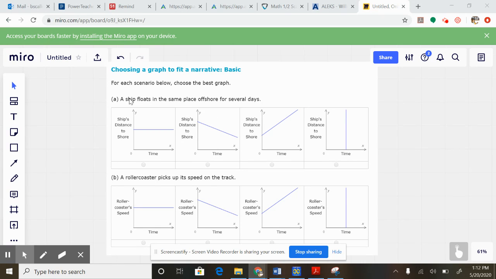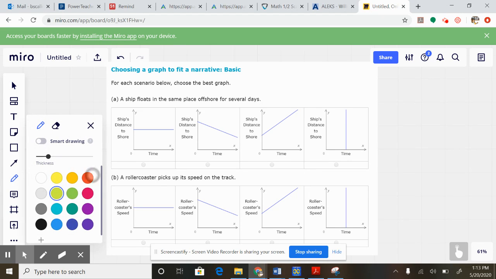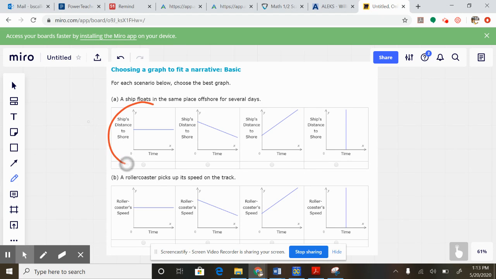So letter A is saying a ship floats in the same place offshore for several days. It's remaining in the same place. And if you look at my graph, all the options are the ship's distance to the shore over time. So over time, it's remaining in the same place. The distance should not be increasing or decreasing. It should be remaining constant. So the correct answer here is letter A.